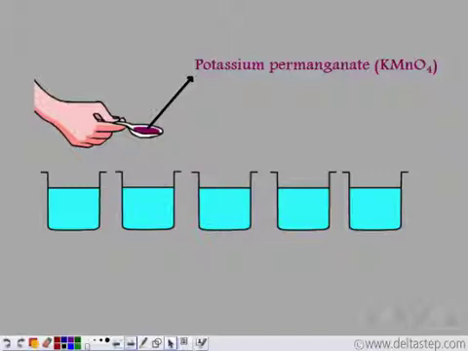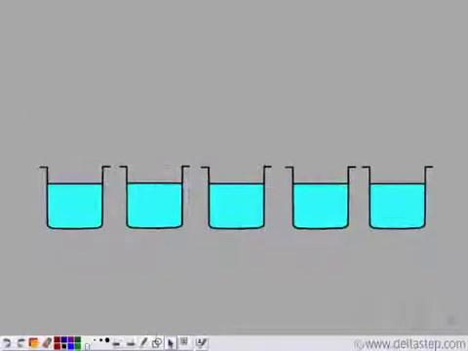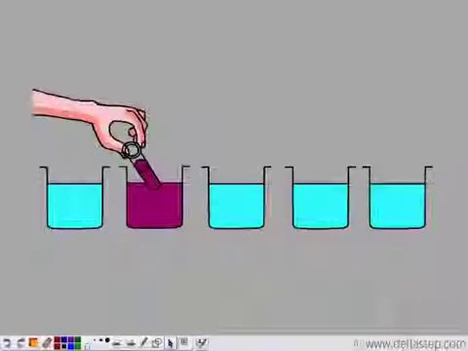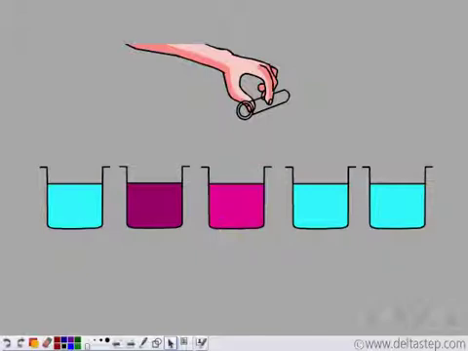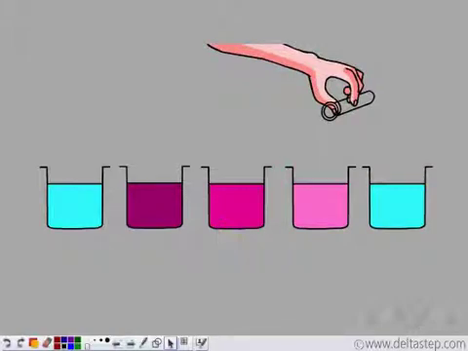Now we'll add this potassium permanganate to the second beaker. We leave the first beaker blank. We add it to the second beaker. Let's see what happens. Then a small part of this solution is taken out, added to the third beaker. A small part taken out, added to the fourth beaker, and so on.